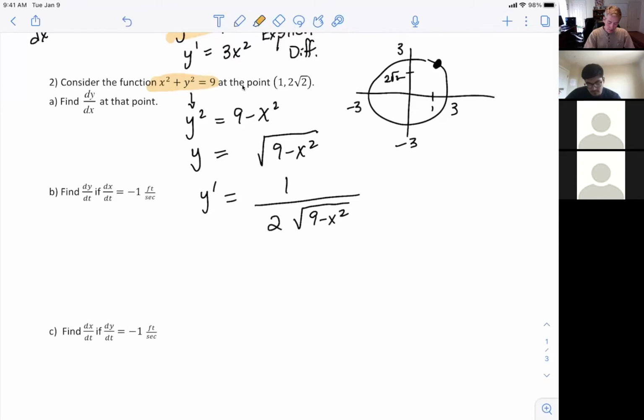And then the chain rule. So I took the derivative of the square root, but so far I haven't taken the derivative of the 9 minus x squared. So now I need to do the chain rule and take the derivative of that and multiply. So the derivative of 9 minus x squared is going to be a negative 2x.